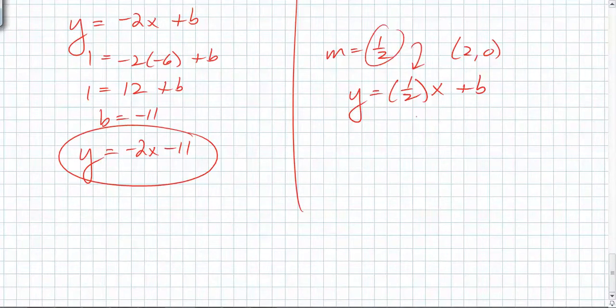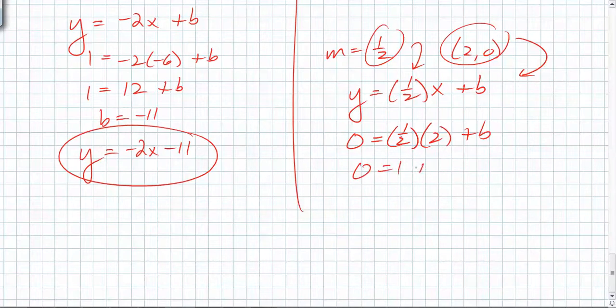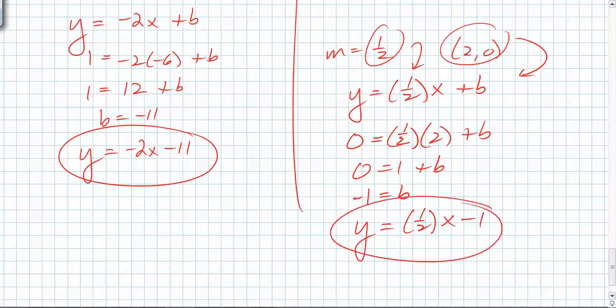And now we need to find the y-intercept. So we plug in 2, 0 in here. We know that x is 2 and y is 0. So 0 is equal to 1/2, parentheses, times 2, plus b. Well, 1/2 times 2 is 1. Subtract 1 from both sides, and you get b is equal to negative 1. So now we know the equation is y equals 1/2 x minus 1.